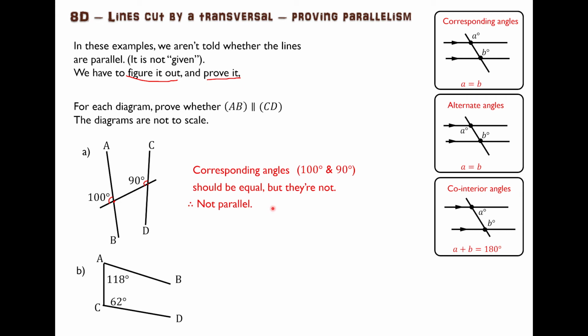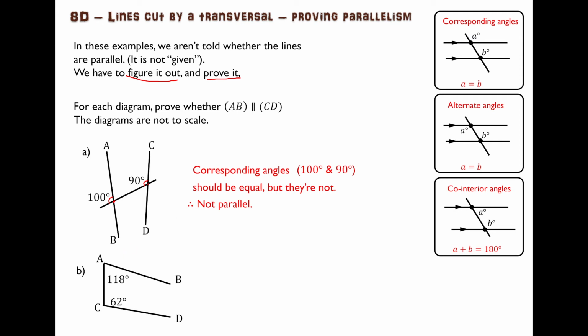So my argument here, my proof that will convince someone else, someone can read this and follow along and understand, if they've done Year 8 maths: I've got corresponding angles. They should be equal to be parallel, but they're not. Therefore, they cannot be parallel, because if they were parallel, they'd be the same. That's the argument. Let's try another one.